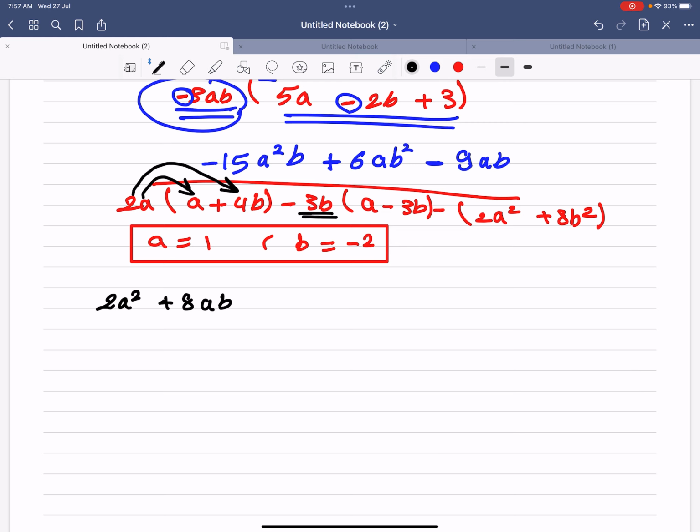So it will be negative 3b times a, which is negative 3ab. Be careful: negative times negative will be positive, so 3b times 3b will be 9b square.